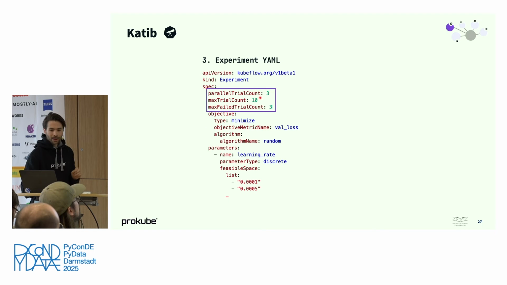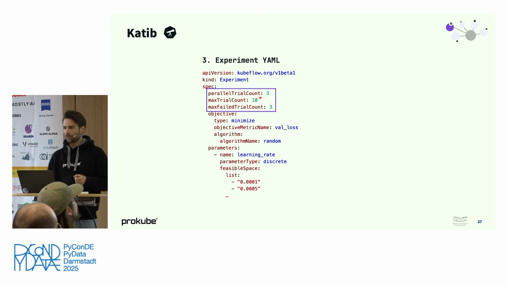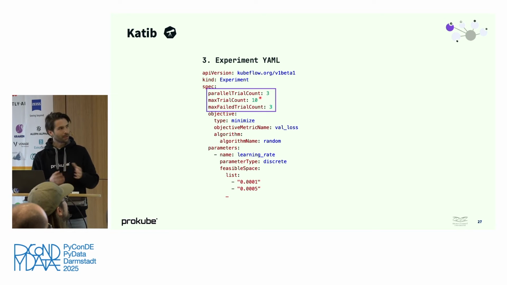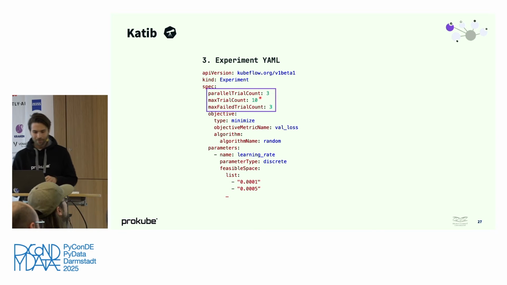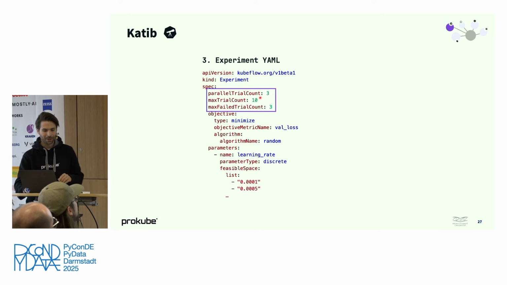Now, the third step is to actually describe the hyperparameter tuning experiment. And for that we need a YAML file. YAML is very common in Kubernetes. You will see it more often in this talk. But most of you know Kubernetes, so you are used to these kinds of files.